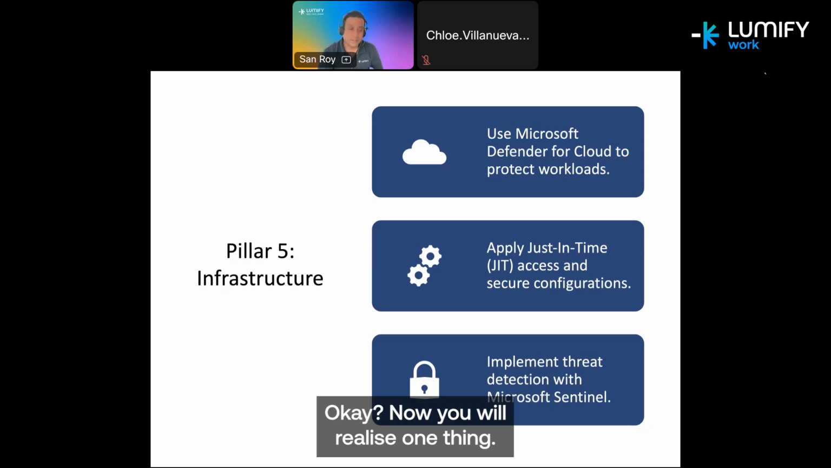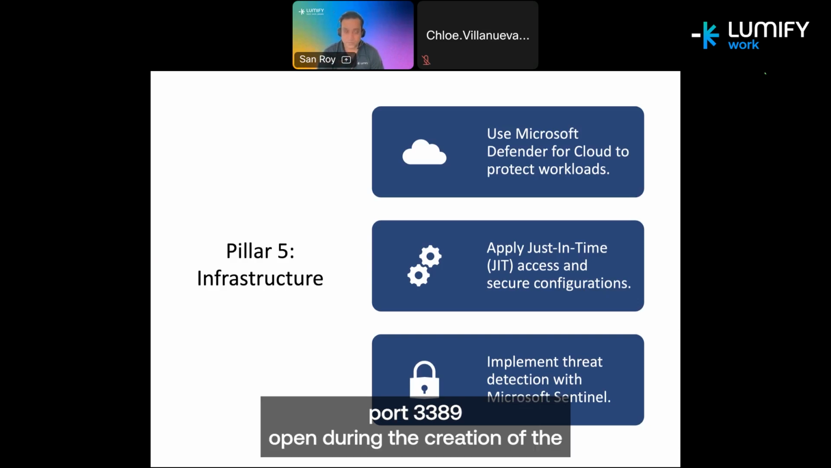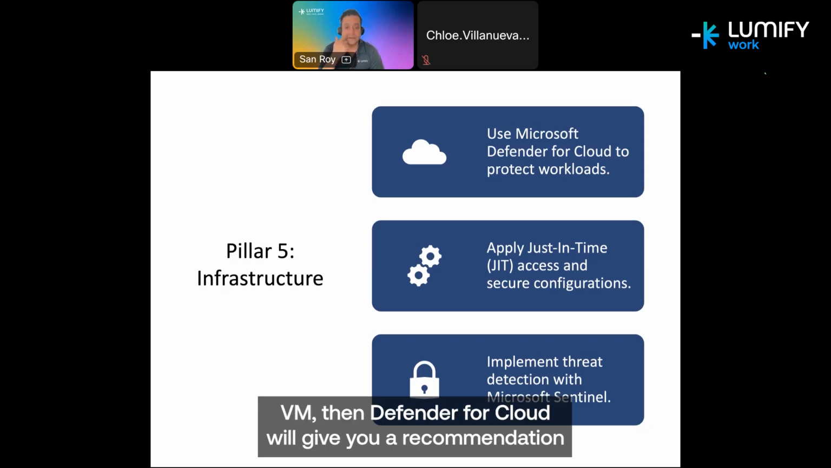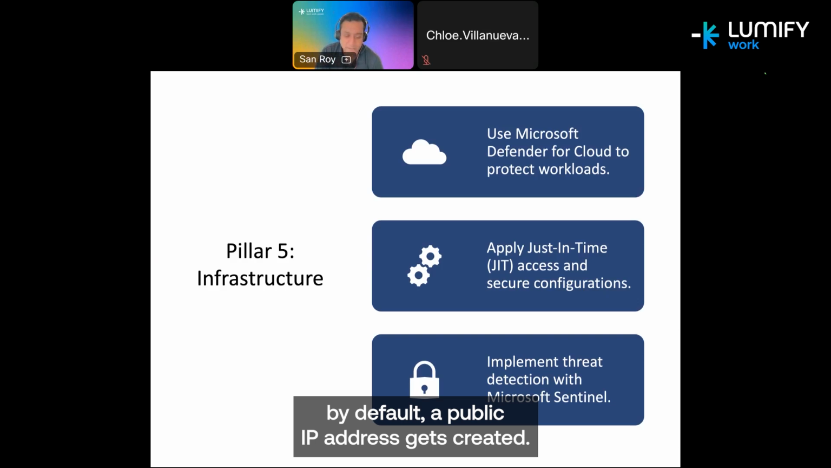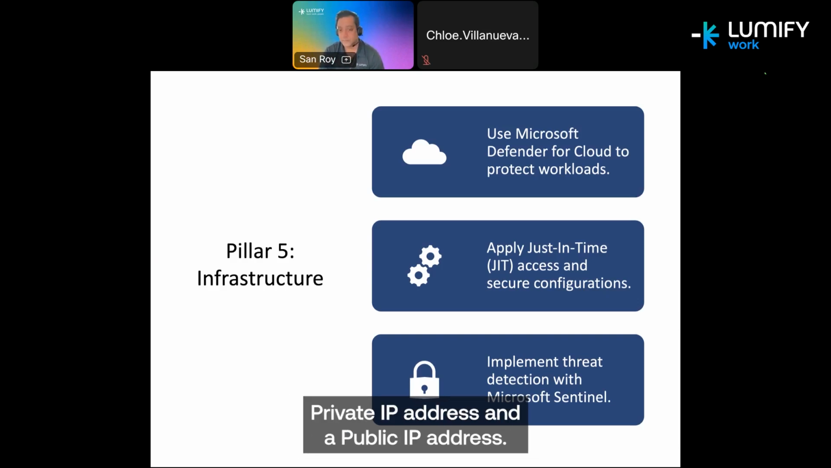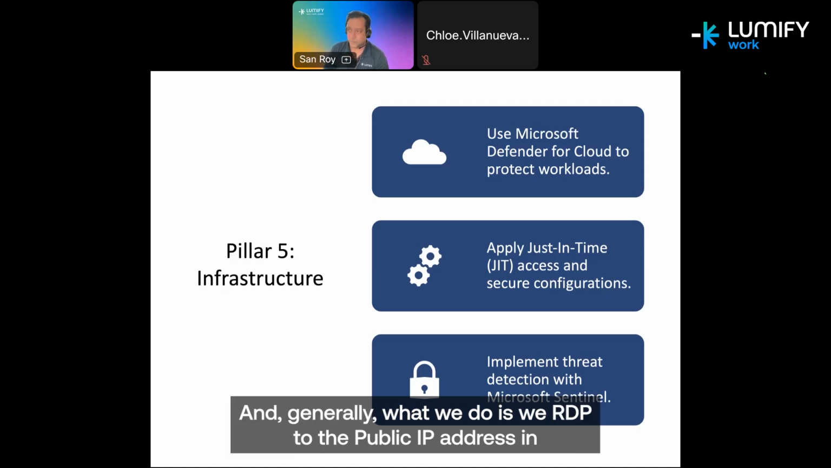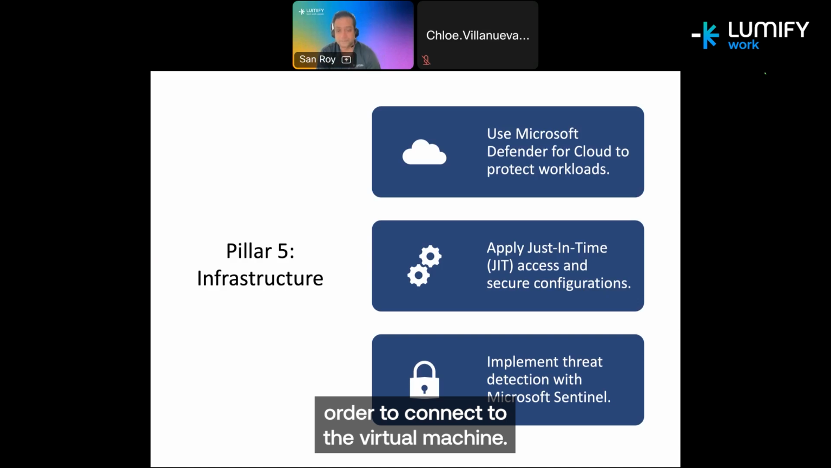Okay. Now you will realize one thing. If you have left the RDP port, 3389 port, open during the creation of the VM, then Defender for Cloud will give you a recommendation that your virtual machines are exposed outside. Because the moment you turn on port number 3389, by default, a public IP address gets created. When you create a virtual machine, you get two IP addresses, PRIP and PIP, private IP address and a public IP address. And generally what we do is we RDP to the public IP address in order to connect to the virtual machine. But Defender for Cloud will complain.